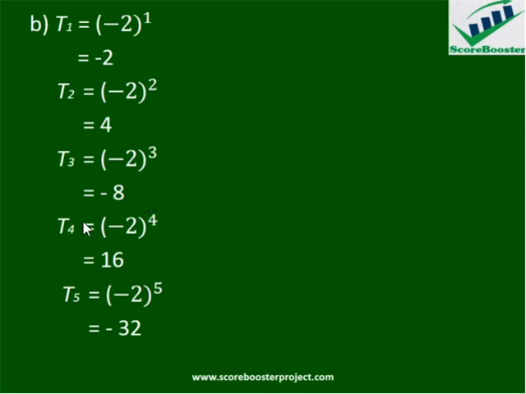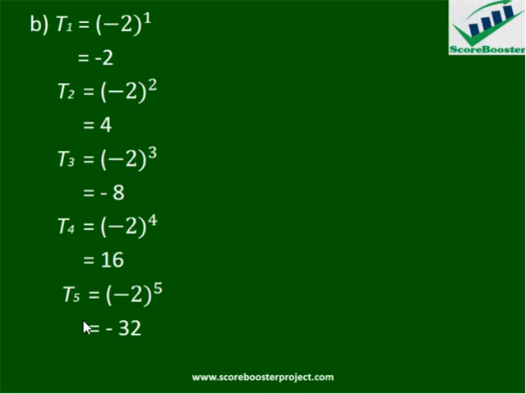T4 equals minus 2 raised to power 4, so you multiply negative 2 four times. Negative multiplied by negative gives positive, positive multiplied by negative gives negative, negative multiplied by negative again gives positive, and 2 multiplied by 2 gives 4, 4 multiplied by 2 gives 8, and 8 multiplied by 2 gives 16.